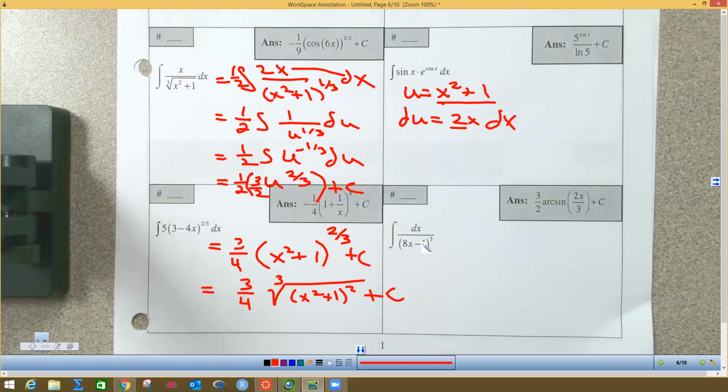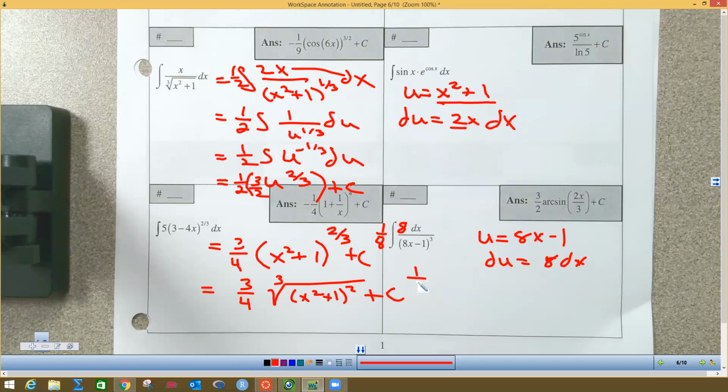This problem is extremely similar, because I got a deal in the bottom to a power of, is that a 3? Okay, so I'm going to let u equal the part in the parentheses, just like I did up there. And my du then has to equal 8 dx. Well, I got my dx right here, but I'm missing the 8. So I got to create an 8 and destroy an 8.